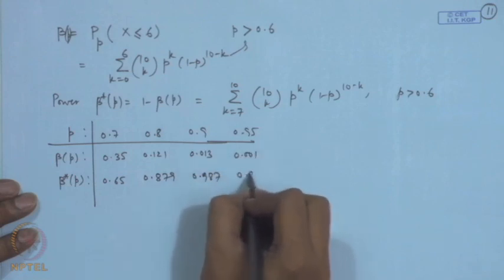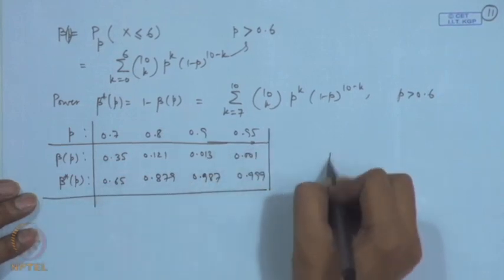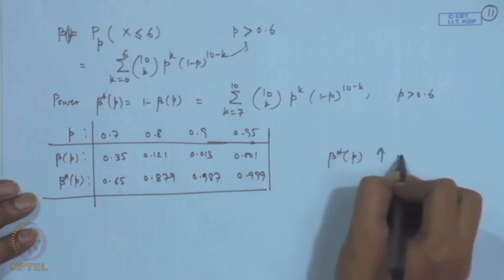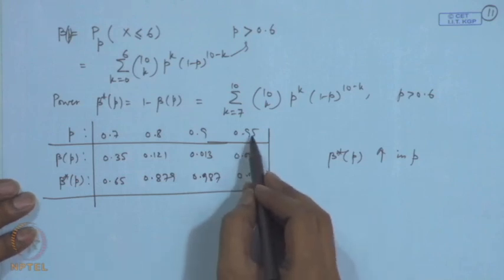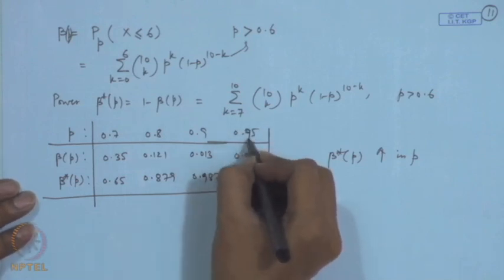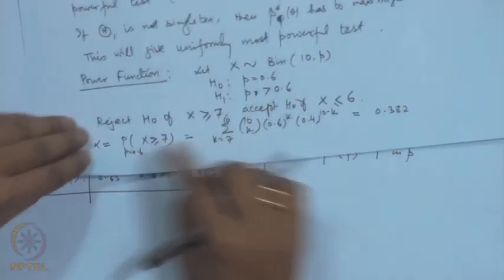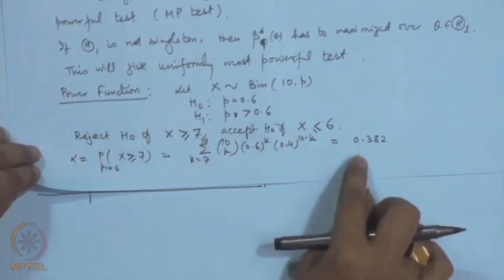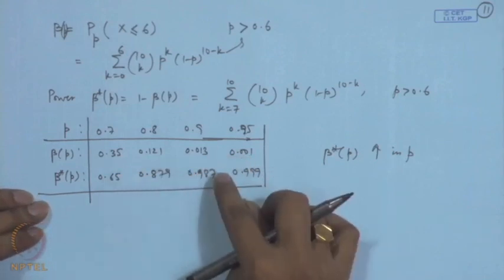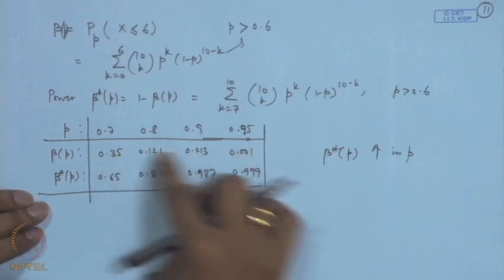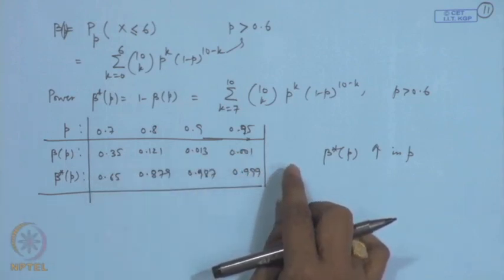this is 0.999. So, you can see here that this power function is actually increasing in p. It is reaching almost 1 as p nears 1. So, that shows that, of course, you have the size of the test very high, but even for this size the test is proceeding in the right direction, that is, the probability of type 2 error is gradually decreasing and the power function is gradually increasing here.